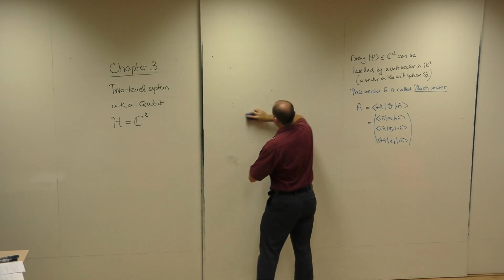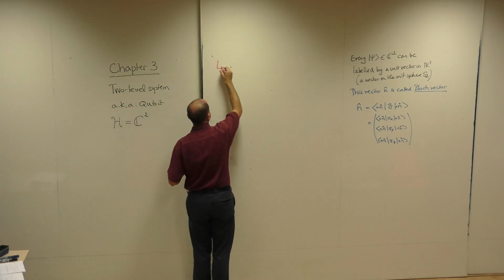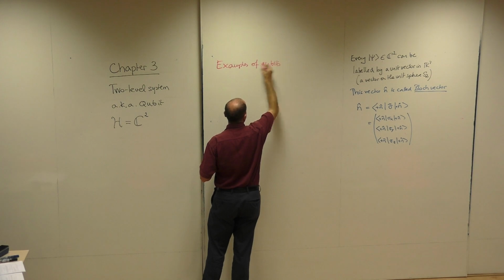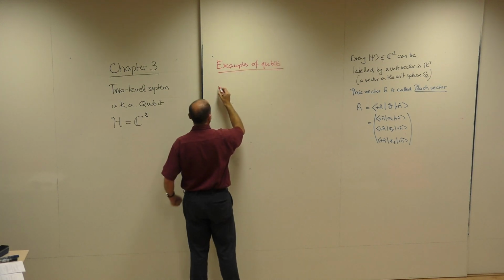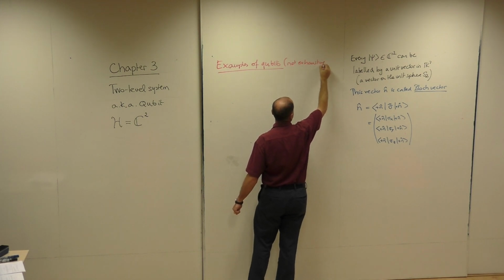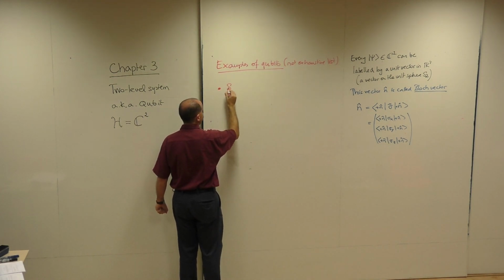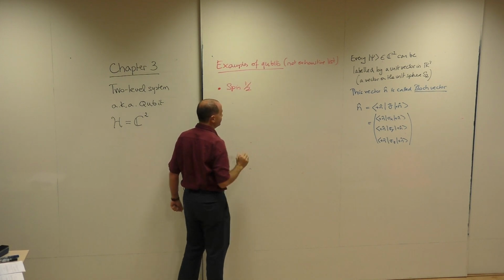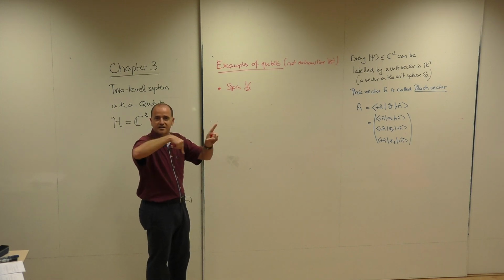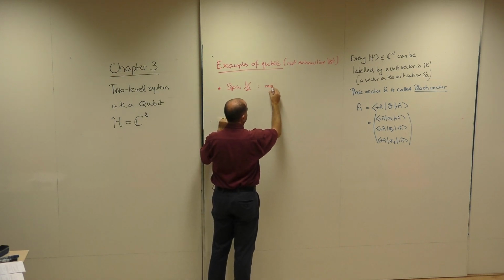So, examples of qubits. Okay, the most famous, not exhaustive. The most famous of all is what is called the spin half, that you've already met in chemistry. This is really the thing that the electron has. It can only take two values. Okay, so the spin half is actually a magnetic moment.